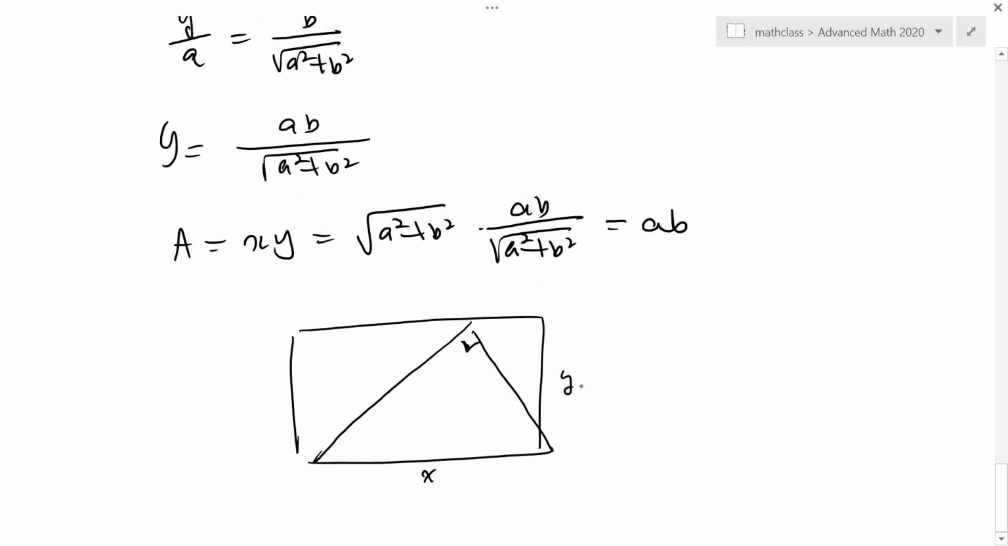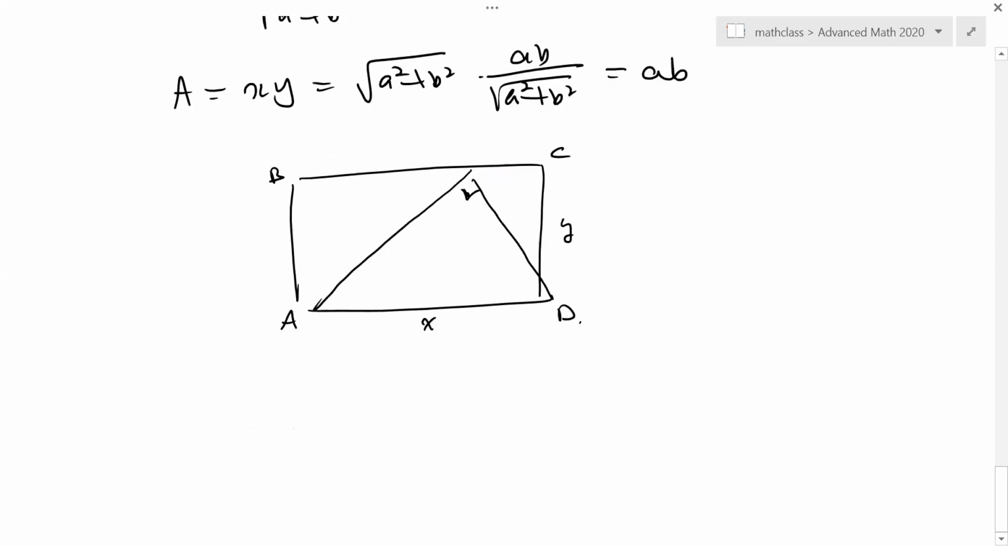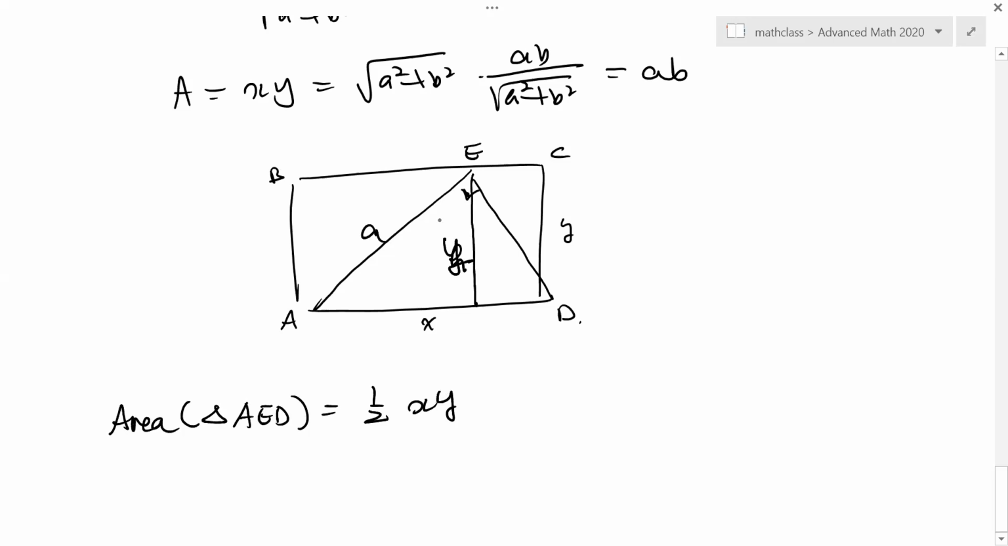Okay, this is x, this is y. And this is A, B, C, D. Okay, the triangle has height y, right? So the area of the triangle is going to be half of x times y, right? But you can look at the triangle in two different ways. It's also half of A times B, right?